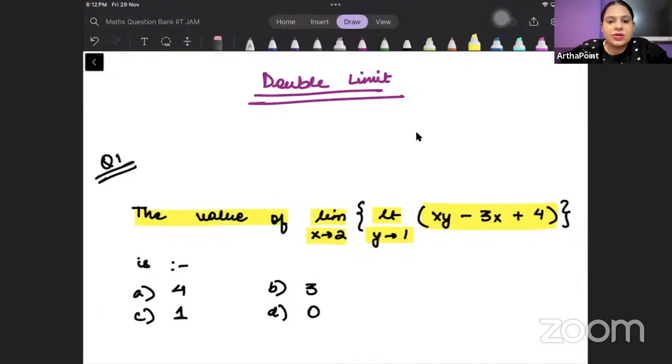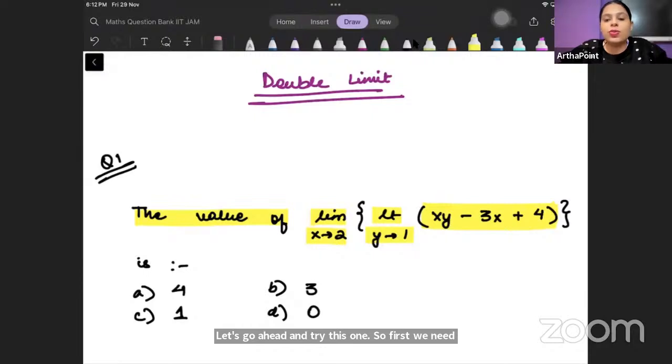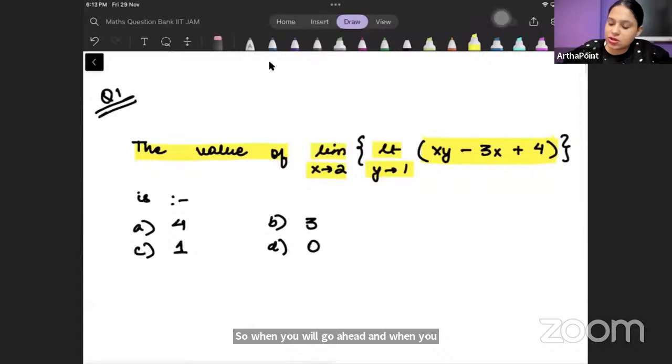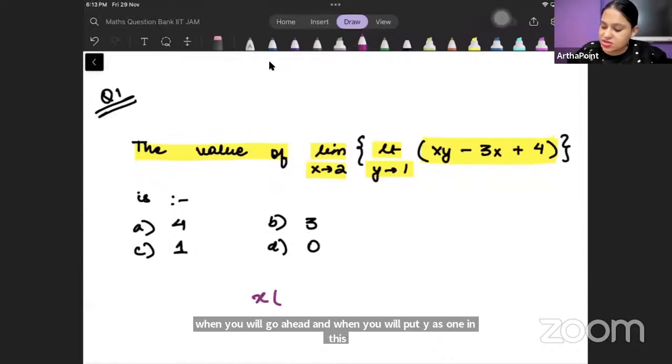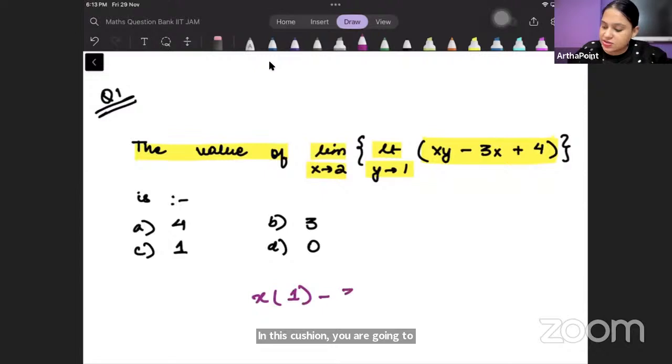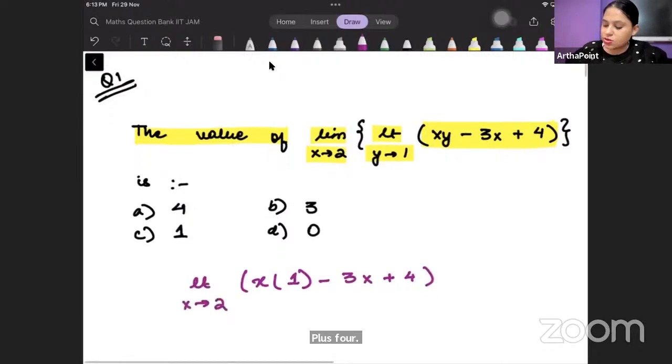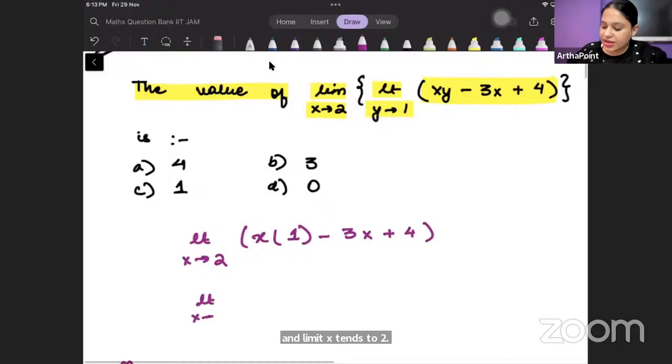Okay, so let's try this one. First we need to put y as 1. पहले y को 1 equate कर दो. So when you put y as 1 in this question, you're going to get x into 1 minus 3x plus 4 and limit x tends to 2. So you will get limit x tends to 2, x minus 3x plus 4.